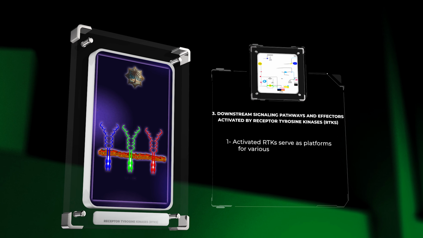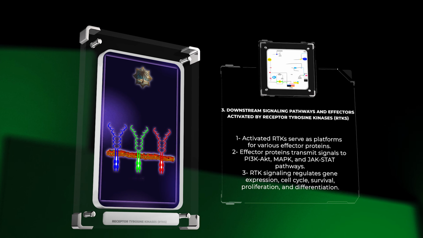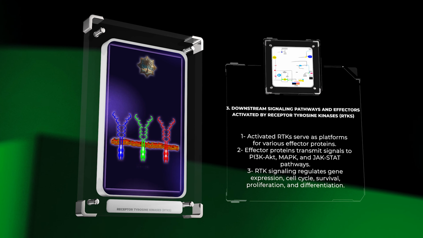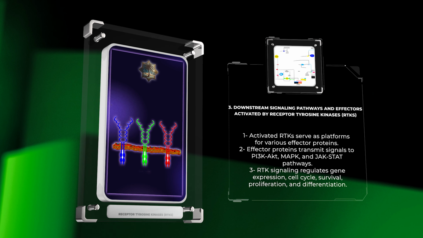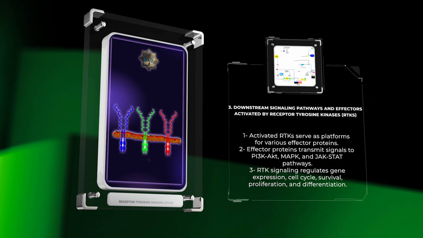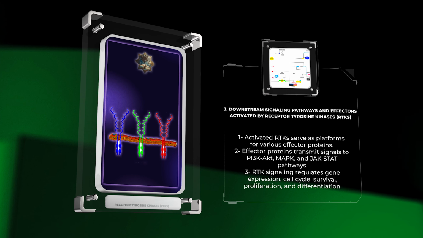The activated receptor tyrosine kinases, RTKs, serve as platforms for various effector proteins. These effectors transmit signals to downstream pathways such as Ras-MAPK and JAK-STAT, which regulate various cellular processes including gene expression, cell cycle, survival, proliferation, and differentiation.